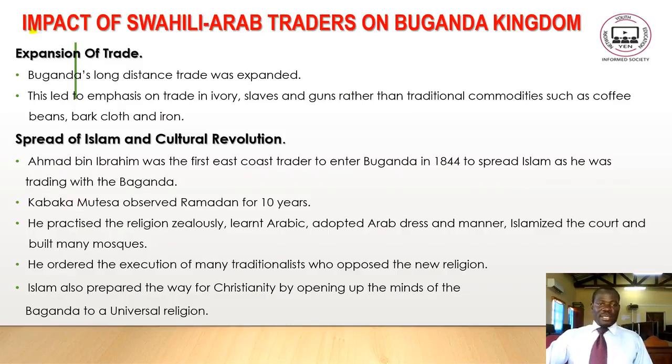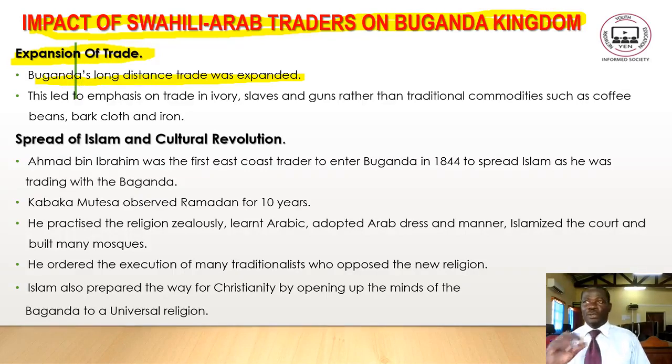Now let us look at the impact of the Swahili Arab traders on Buganda Kingdom. Number one, expansion of trade. Buganda's long-distance trade was expanded with the arrival of the Swahili Arabs. This led to an emphasis on trade in ivory, slaves and guns rather than traditional commodities such as coffee beans, barkcloth, and iron. The arrival of the Arabs expanded the trade because now they were participating in long-distance trade other than communal trade.